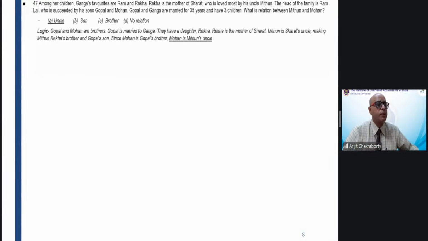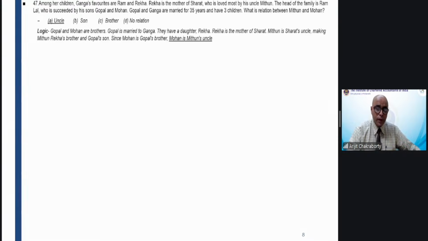So this is multiple relationship, multiple facts are given. Let us see this question. The 47th question of the exercise reads like this: Among her children, we have Ganga's favorites are Ram and Rekha. Okay. Ganga's favorites are Ram and Rekha. Yani Ganga's children are Ram and Rekha. Fine.